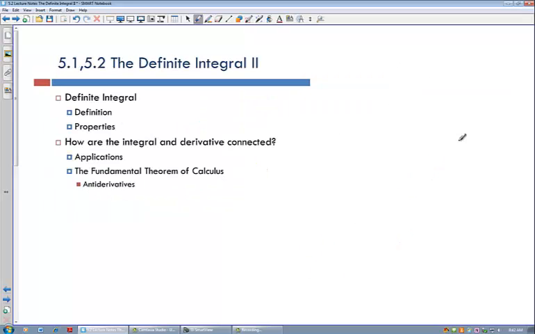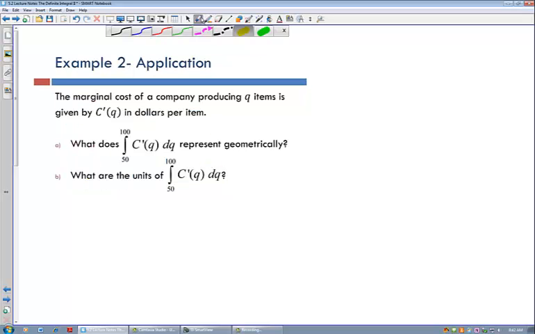All right, so next thing we want to talk about is how integrals and derivatives are actually connected. So there's actually a link here between an integral and a derivative. And first we're going to take a look at an application, and then I'll talk about how they're connected, which is given in the fundamental theorem of calculus. So let's take a look at this application here and walk through it.